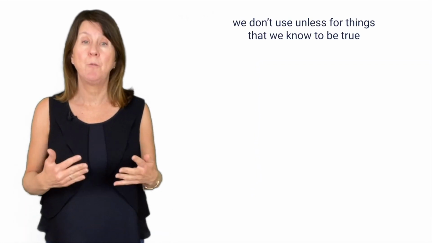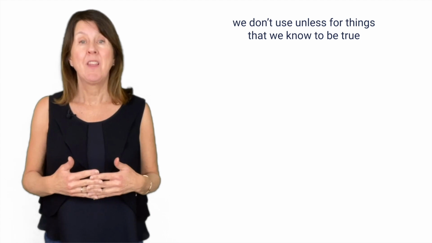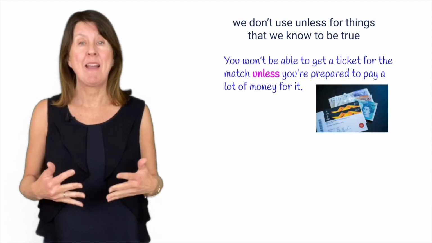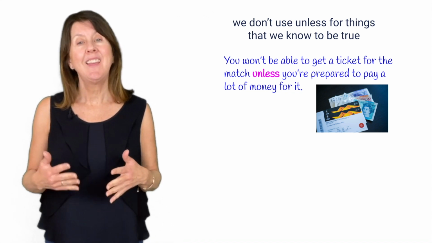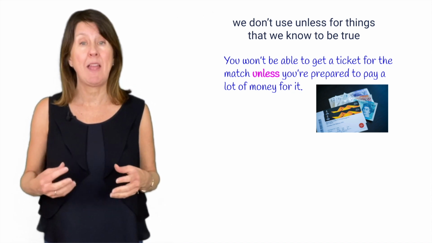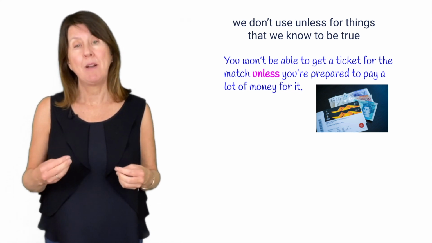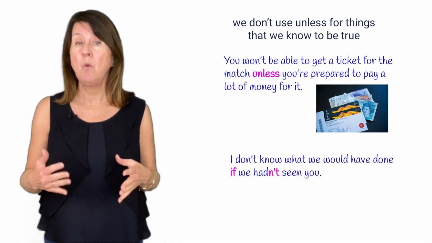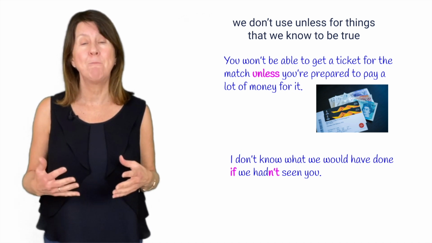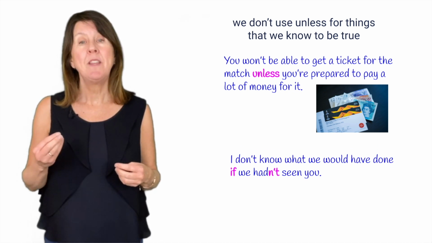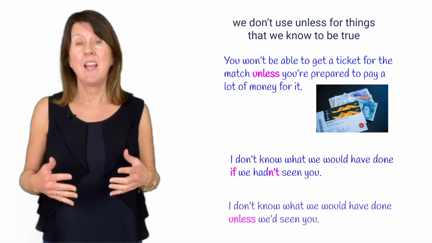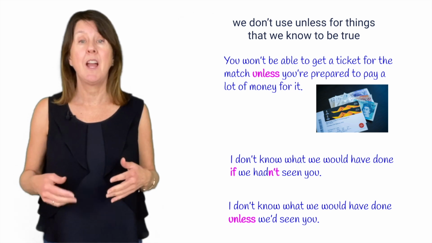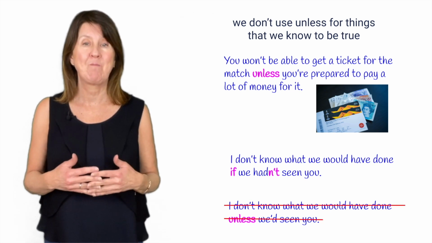We don't use unless for things that we know to be true. For example, you won't be able to get a ticket for the match unless you're prepared to pay a lot of money for it. Here the speaker doesn't know if you're prepared to pay a lot of money for a ticket. But I don't know what we would have done if we hadn't seen you. We did see you, so we know it's true, so we can't use unless. So you wouldn't say, I don't know what we would have done unless we'd seen you.